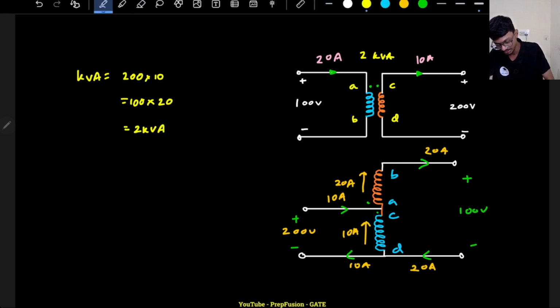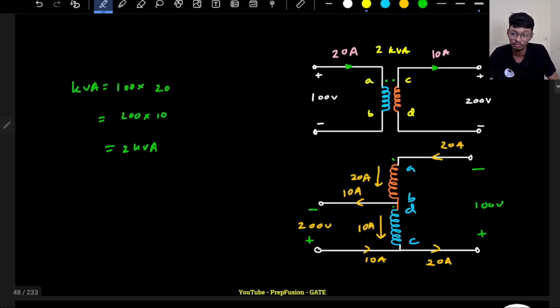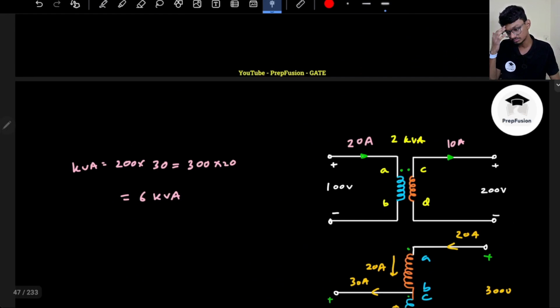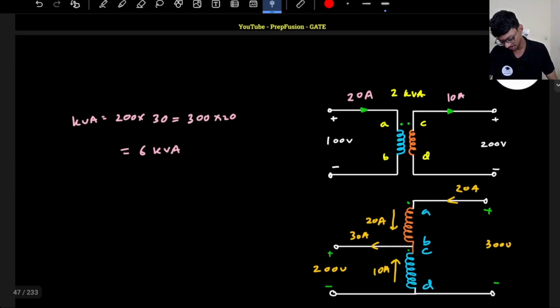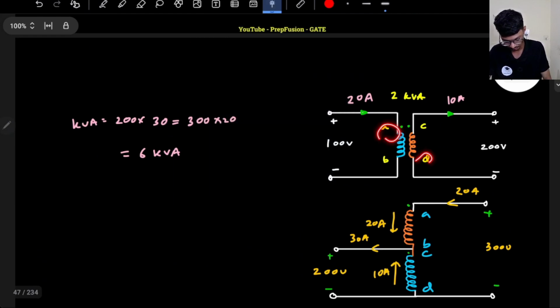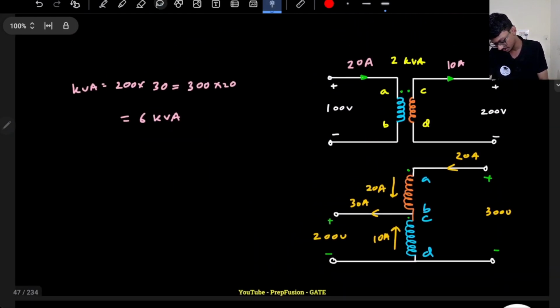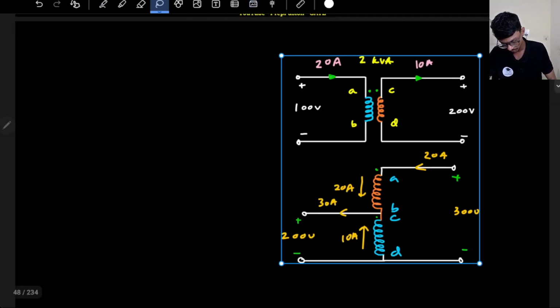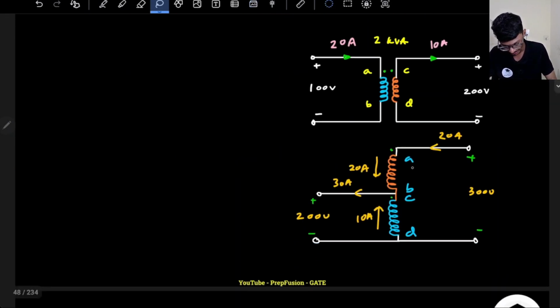In subtractive polarity, anyways the kVA rating will reduce only because the voltages are getting subtracted instead of getting added, right? Because current rating is same, 20 amperes 20 amperes, 10 amperes 10 amperes, but voltage getting subtracted. So that's why the kVA will only reduce, right, in this case. So in this case again, if I want to short A and D, so I'll copy this thing. If I want to short A and D, so this A will come here, this B will go here, and this D will come here, this C will go here.